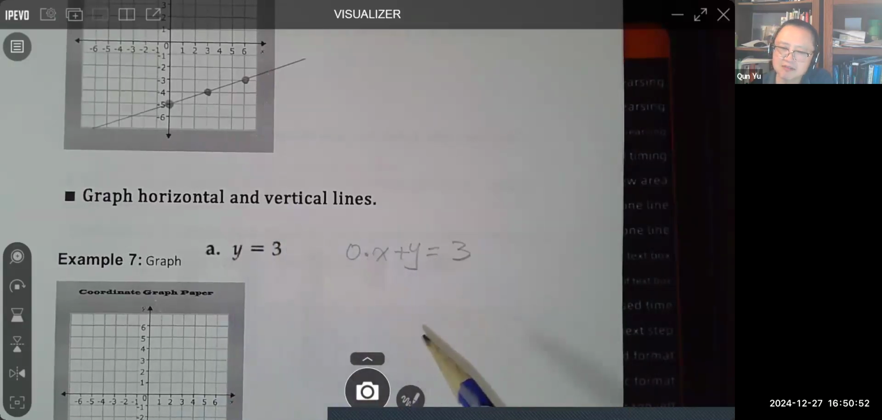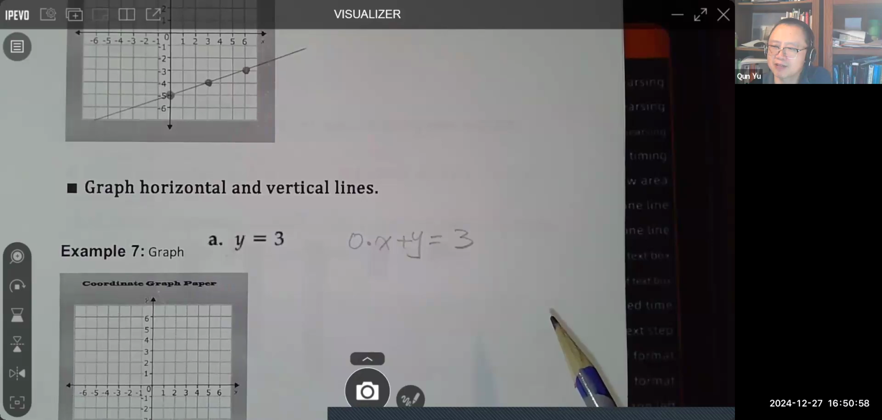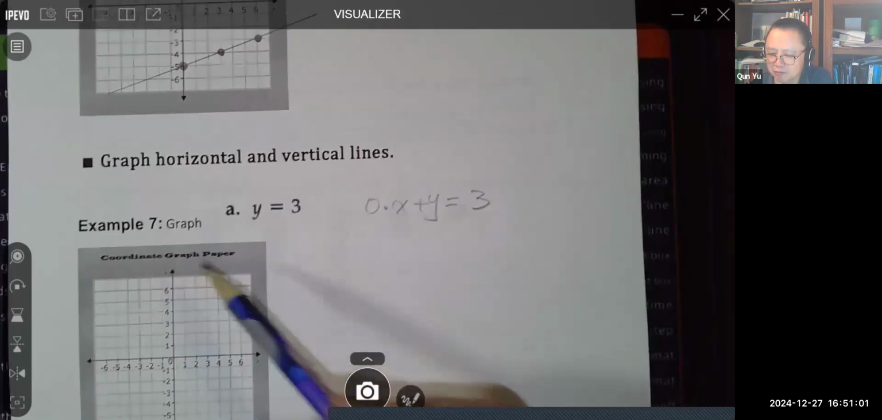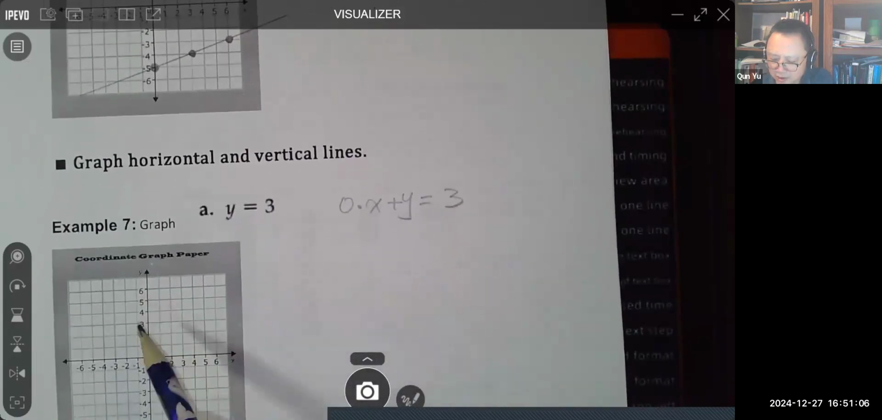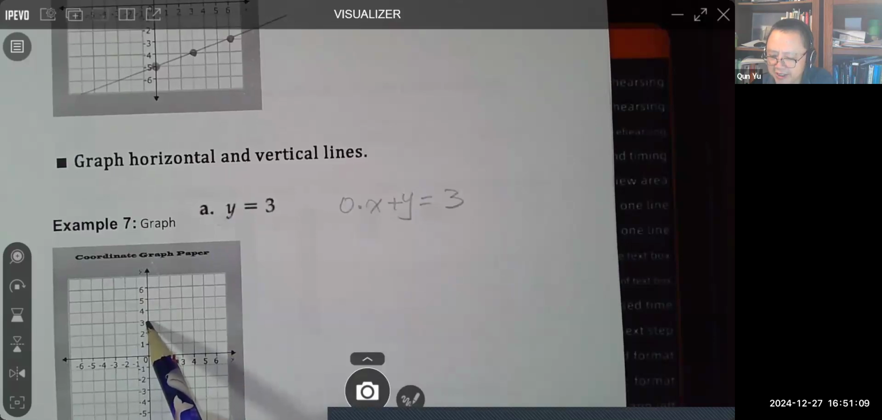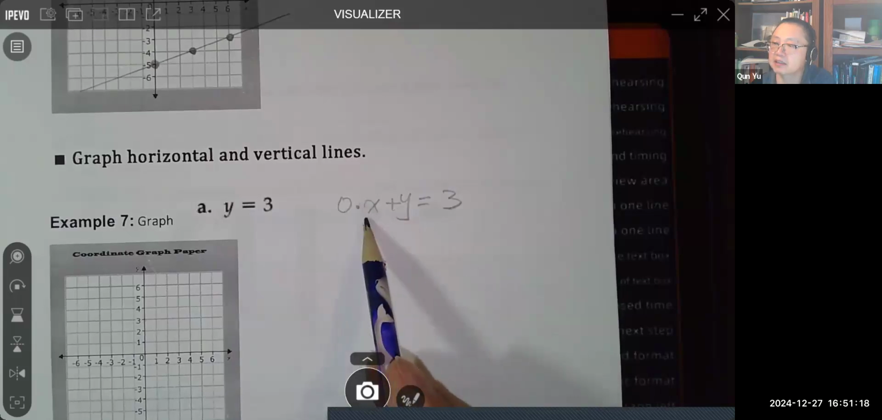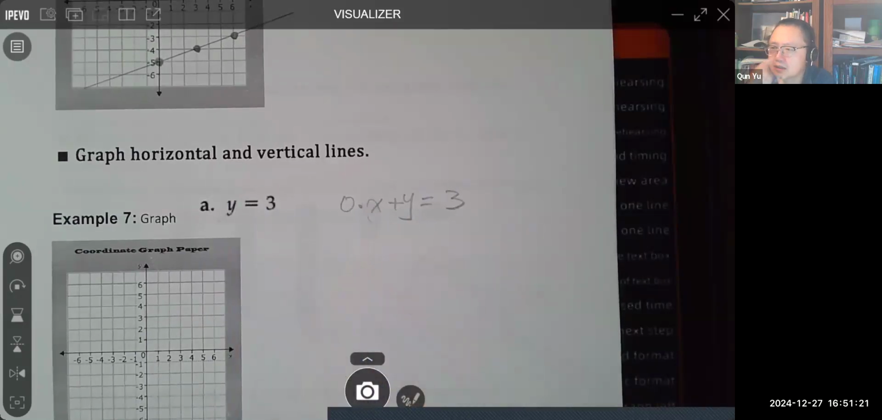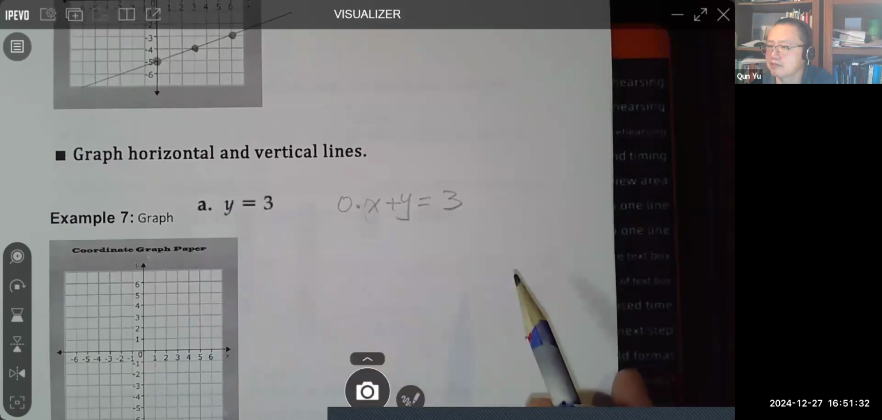That means you cannot change y value. Y has to be 3. What's the direction of y? Y is vertical. That means vertically you cannot move. If you move, it's not 3 anymore. This is the 3 level for y. You cannot go up, you cannot go down. Either way, you're going to change y value. But x value can be anything. That means horizontally, you're free to go. So as a result, you can only go freely horizontally. That means you're going to get a horizontal line. So this is a horizontal line when you have a fixed y value.